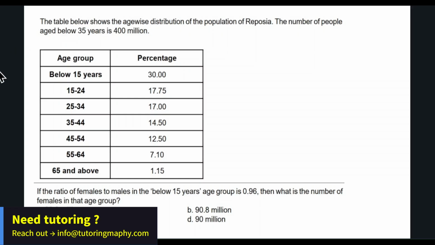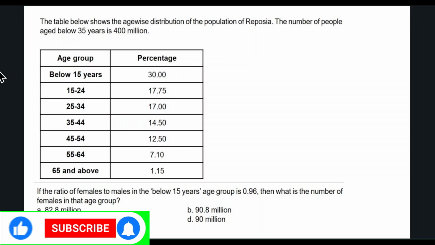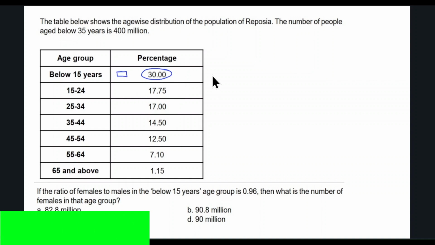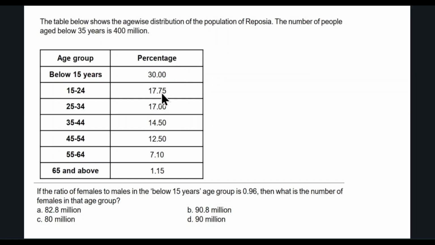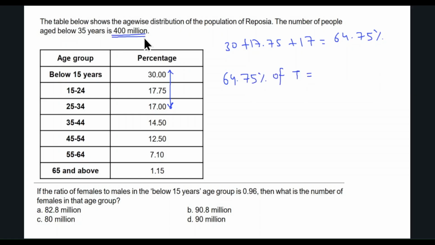Right, so I think first I need to figure out what is the total population. Then only I can find out the 30% of the total, so that I can have the total number of males and females. How can I find that? For that, I need to add all these percentages, right? If I add 30 and 17.75 and 17, I get 64.75%. So we want to say that 64.75% of the total population is 400 million, right? That's what they're saying. So this is equal to 400 million.